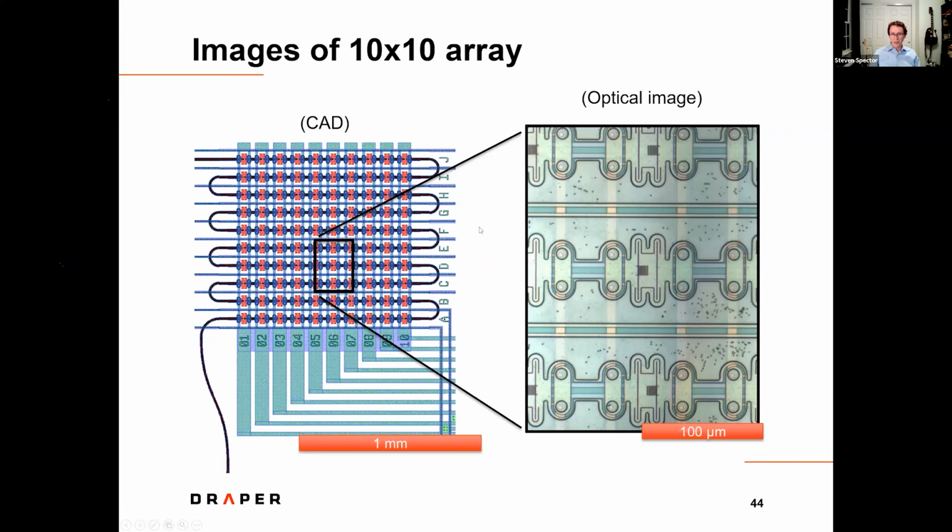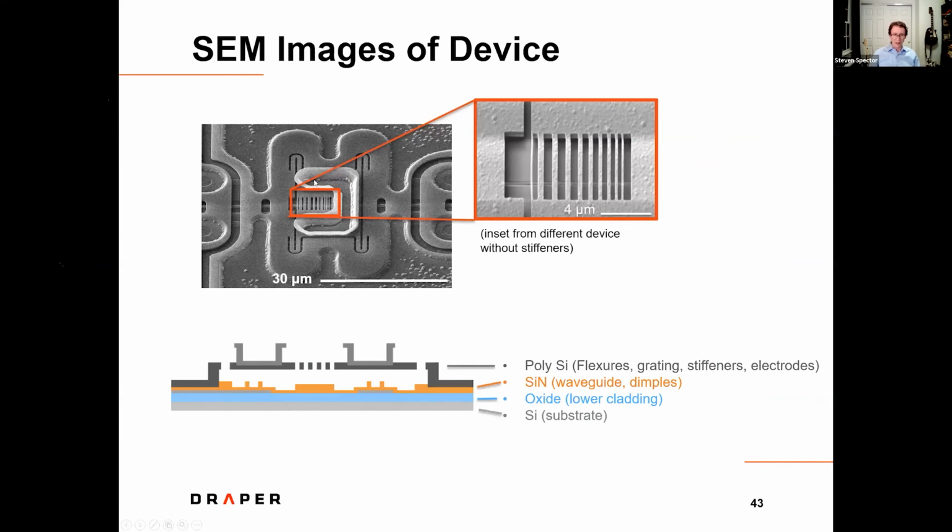Here's an image of the 10 by 10 array. This image was taken before the stiffener structure. Let me just go back. I forgot to mention, there's also this structure on top. What that does is it makes the whole thing stiff between the springs so that you don't get any flexion between where the dimples are, because that sets the height, and where the grating is. So that keeps everything stiff and parallel.